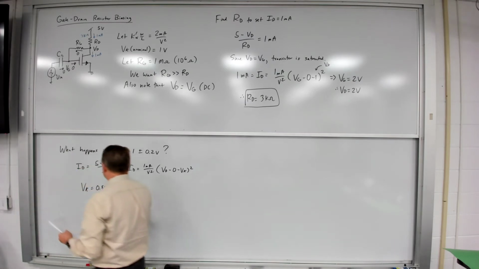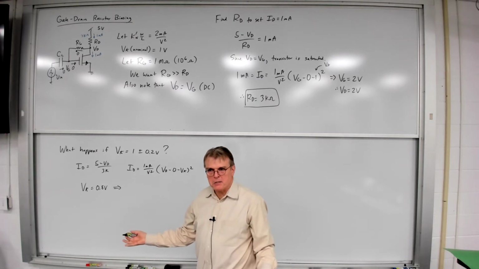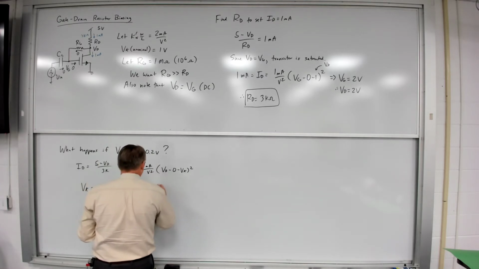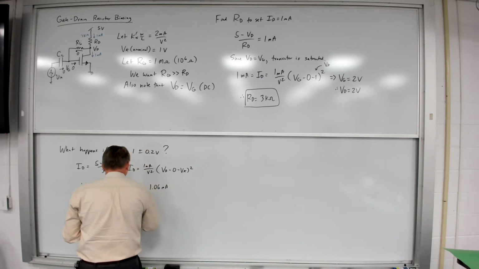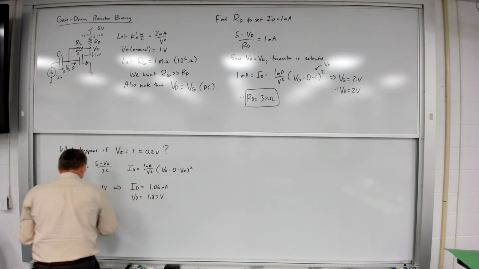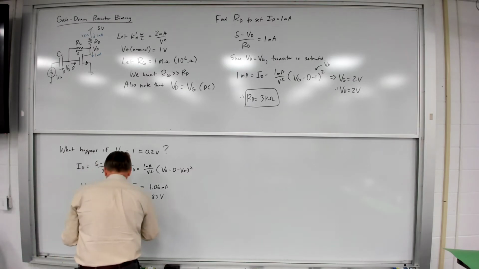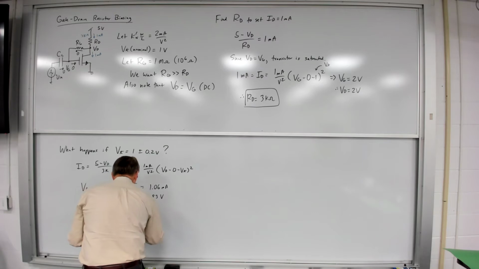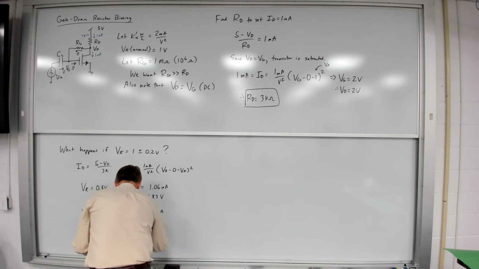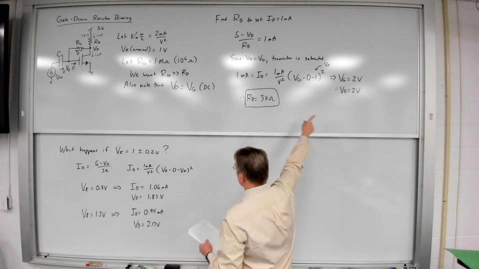If I plug in VT is equal to 0.8 volts and I solve, and notice it's two equations, two unknowns, I'll be able to solve. What I'm going to get is that ID is equal to 1.06 milliamps, VD is equal to 1.83 volts. And if VT is equal to 1.2 volts, then ID is equal to 0.94 milliamps, and VD is equal to 2.17 volts. And we note up here before VD was 2 volts.